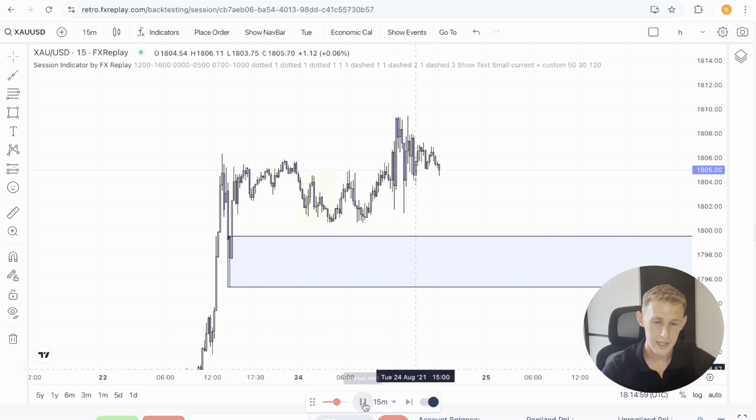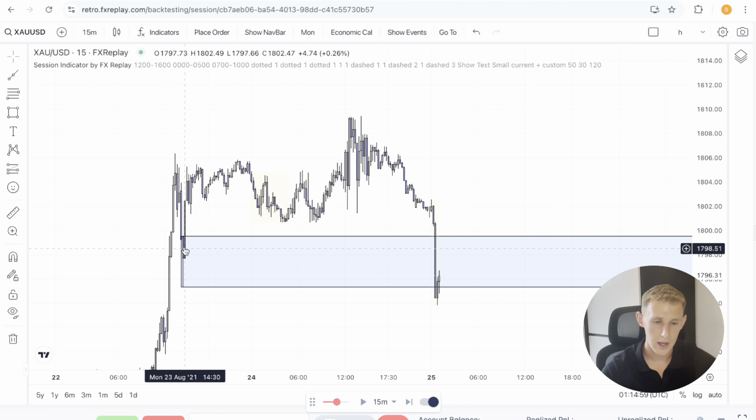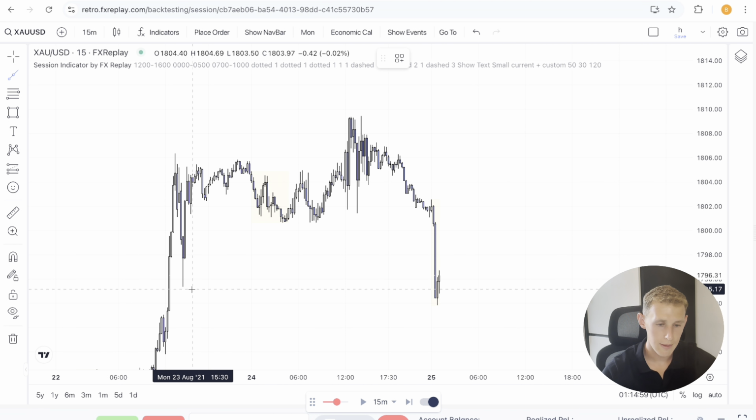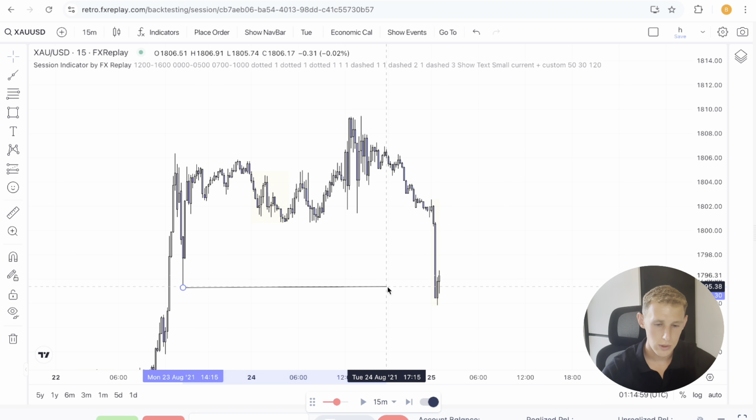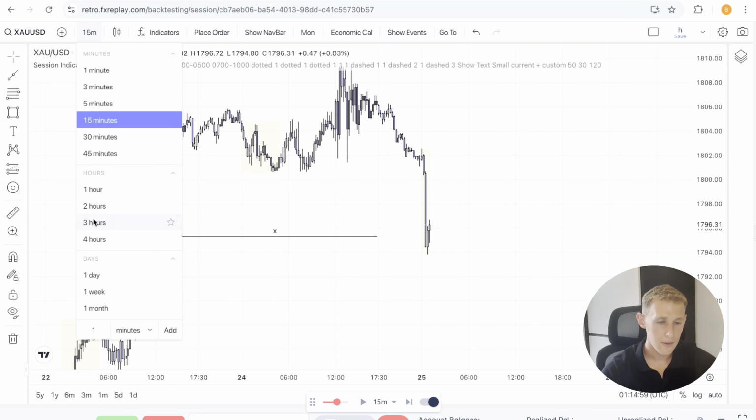Kind of just consolidating at the moment. Right, there we go. Didn't hold it, but it has just taken out the demand low. So this would also be valid if price starts to break bullish from here. If not, what else do we have?